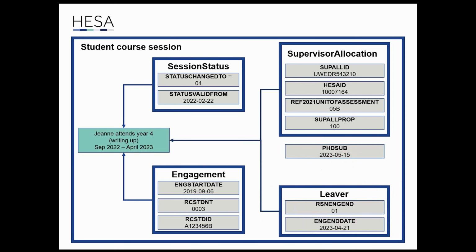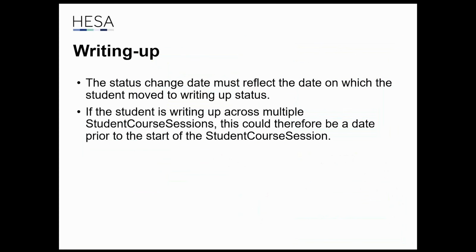So just to summarise some of that then, for writing up, the status change date must reflect the date on which the student moved to writing up status. That's the date from which that writing up status applies. And therefore, if a student is writing up across a lot of different student course sessions, that date may be in a previous student course session. But that's what we want the provider to return, to keep that date consistent if that's when the student moved to writing up status.